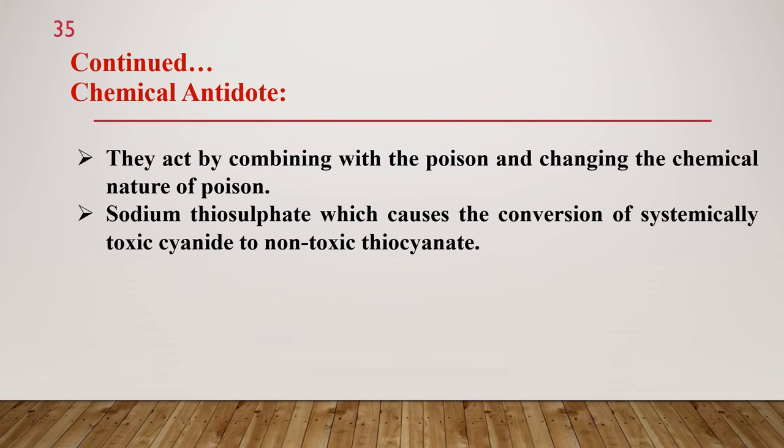Chemical antidote. Chemical antidotes act by combining with the poison and changing the chemical nature of the poison. An example of a chemical antidote is sodium thiosulfate, which acts via converting the systemically absorbed toxic cyanide into non-toxic thiocyanate.